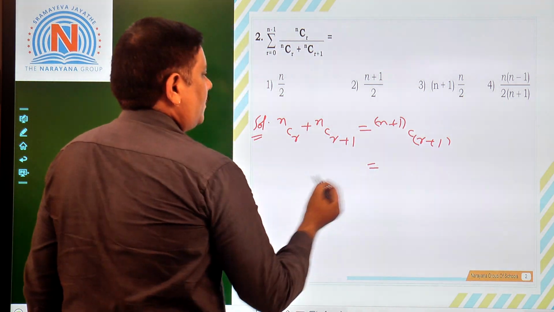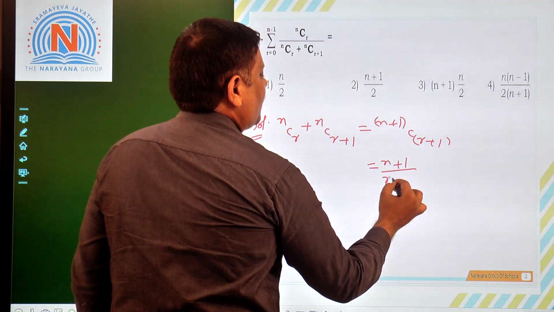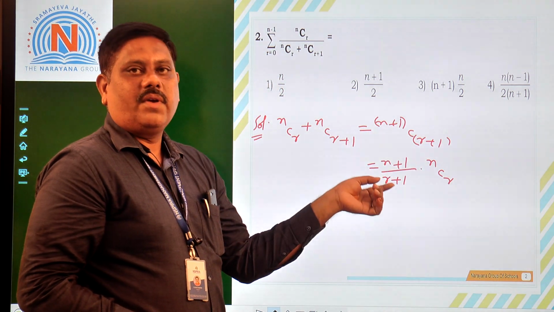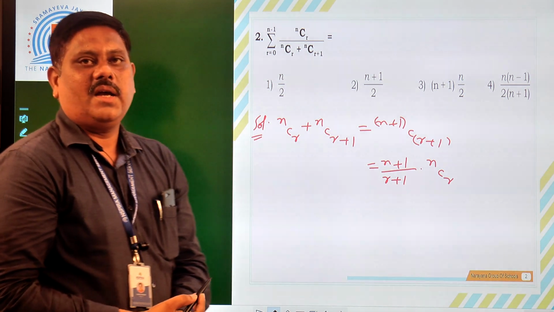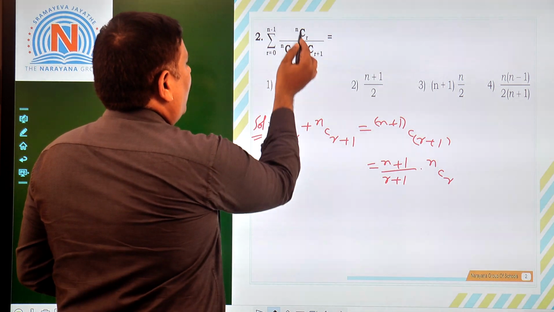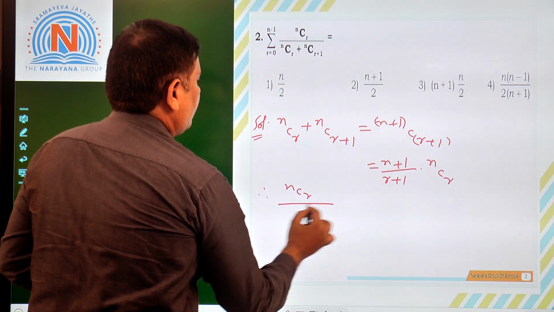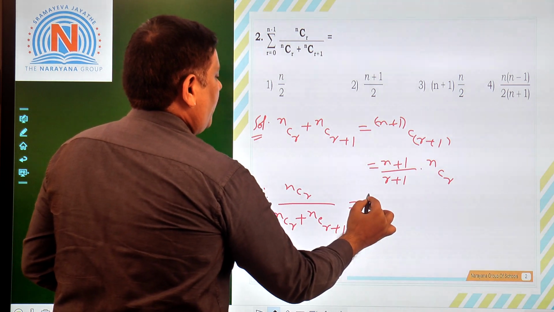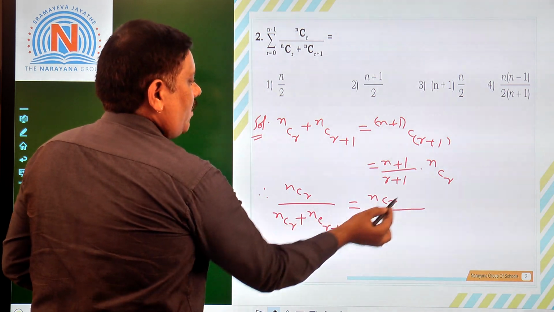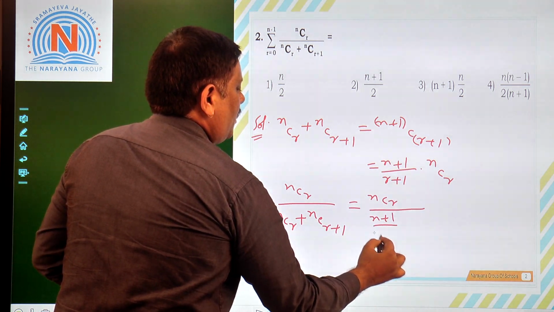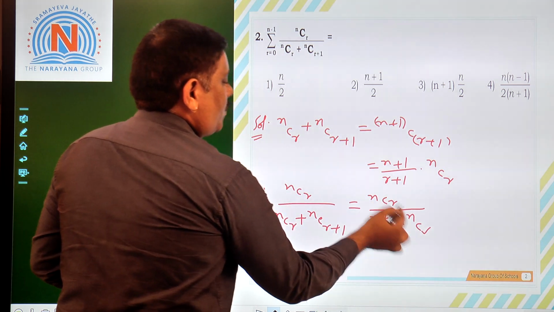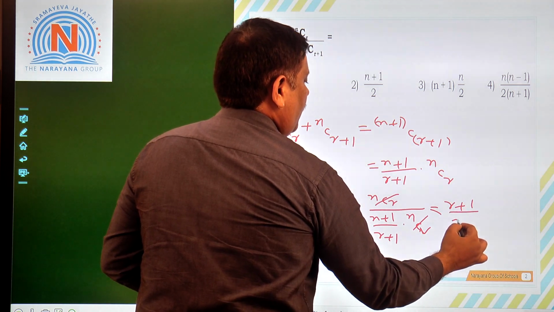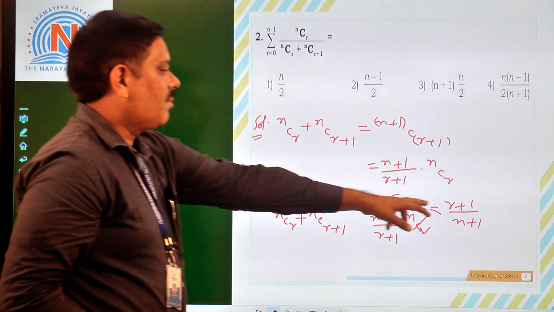That is otherwise n plus 1 by r plus 1 times nCr. This is another property we have: n plus 1 C r plus 1 we can write as n plus 1 by r plus 1 times nCr. Therefore, if you want nCr upon (nCr plus nCr plus 1), that is going to be nCr divided by this entire value, which is n plus 1 upon r plus 1 times nCr. So nCr and nCr cancel, and we can say it is r plus 1 by n plus 1. So this entire answer is r plus 1 by n plus 1.